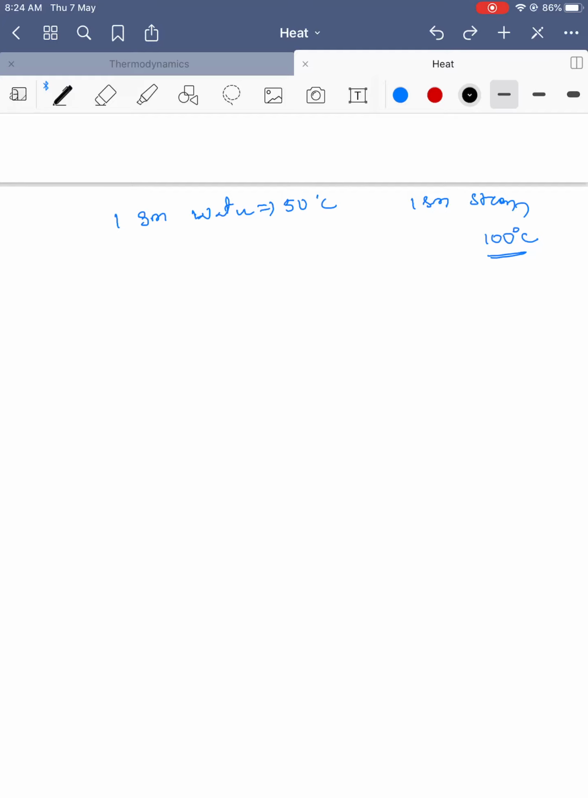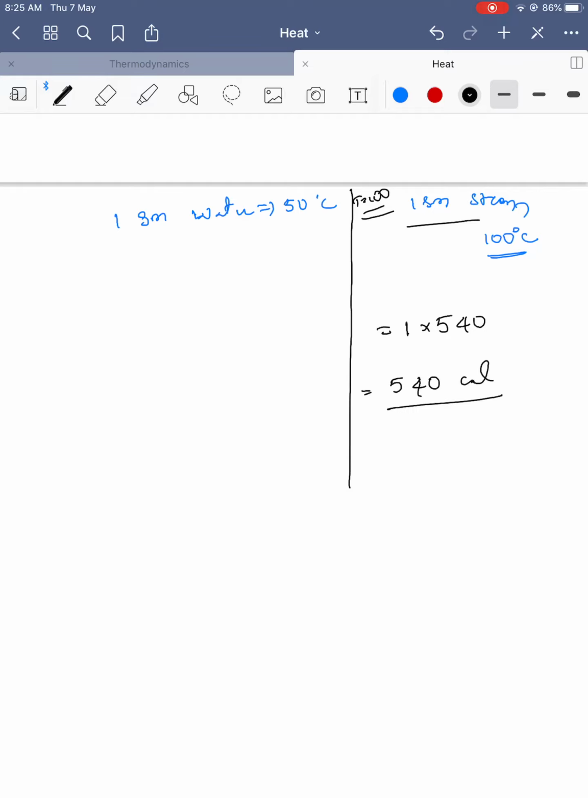So between 50 and 100, the common temperature, let's take it as 100. For this I am just calculating how much energy is released if the steam is condensed. 1 into 540. It is equal to 540 calories of energy released. For 1 gram of water to become 100 degrees, how much energy is required? 1 into S, which is 1, into 100 minus 50. So how much energy is required? 50 calories of energy is required.